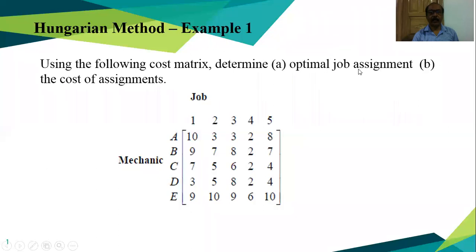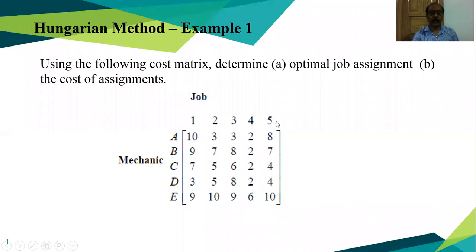Determine A, the optimal job assignment, and B, the cost of the assignment. That is the two parts. Whatever the parts given or not, assignment problem means we have to find out the optimum assignment. Then you have to find the minimum cost, that is the optimum cost, we have to find out.